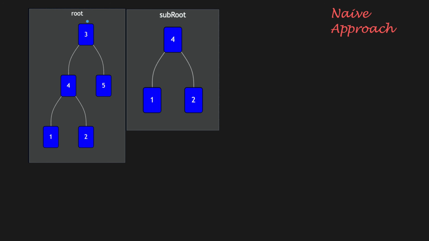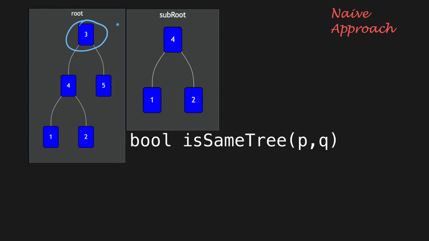Now, in terms of solution, a straightforward way to solve this problem will be to go through each node in the main root tree, and at each node we ask the same question. Is the subtree starting from this node identical to our subroot tree? And to find this answer, we can use a helper function. Let's call it isSameTree. This function's only job is to take two tree nodes and determine if the trees starting from them are exactly the same, both in terms of structure as well as values.